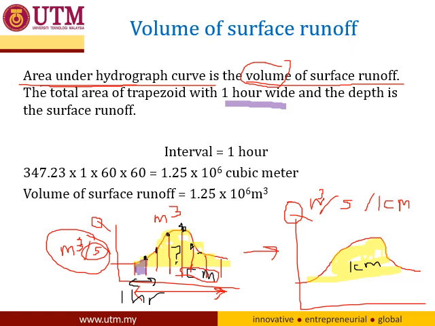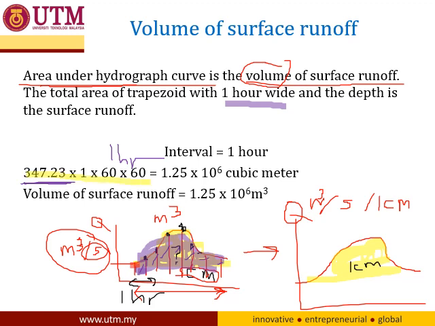So for the first one is 3 4 sorry, not for the first one. Because this 347.23 is the total of all these trapezoids. So the total of all the trapezoids, you multiply by 1 hour, because the unit here is meter cube per second and the data is in the interval of 1 hour. So you can estimate the whole area under this graph.